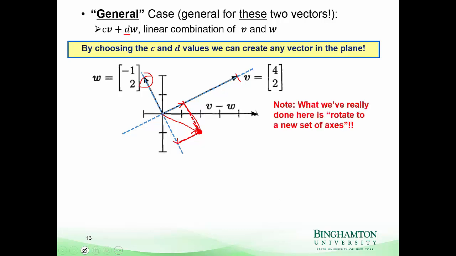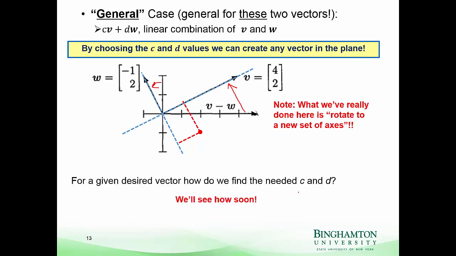And what we've really done in this case, because these two original vectors are at right angles to each other, you can really think about what we've done as rotating our axes. And so we have a new set of axes, and you've probably seen that in some of your previous coursework.